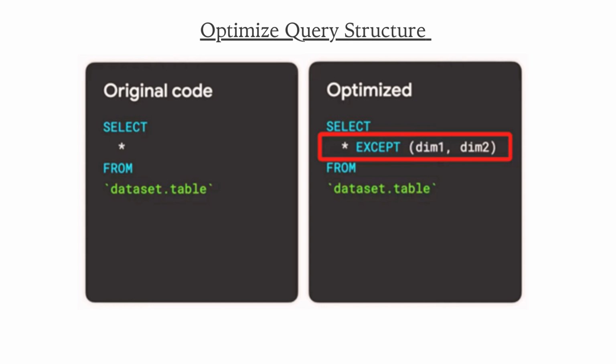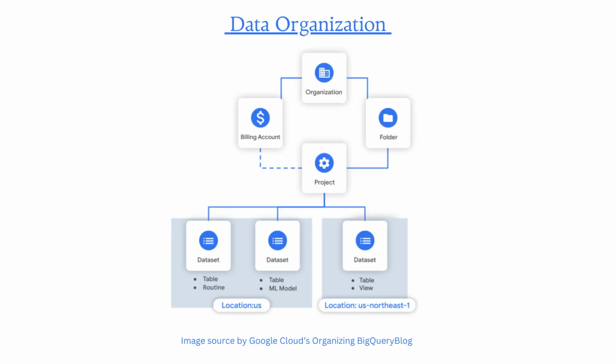Optimize query structure, craft optimized queries. Minimize the use of wildcards, narrow down select fields to what's necessary, and use appropriate functions. This significantly reduces processing time. Data organization: utilize nested and repeated fields to structure your data logically, making it more manageable and improving query performance.